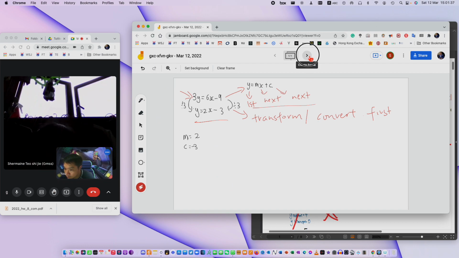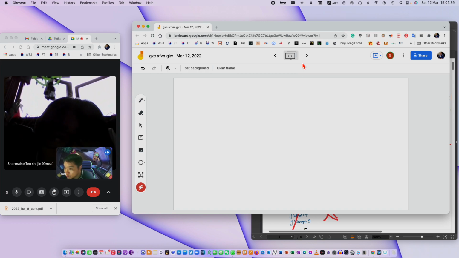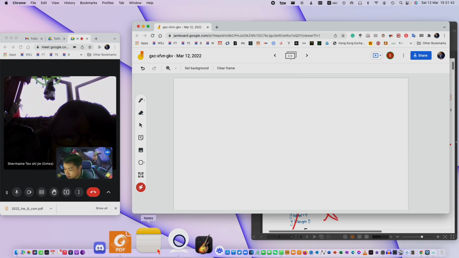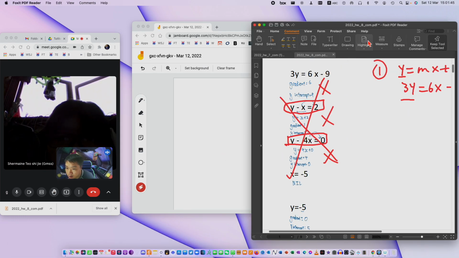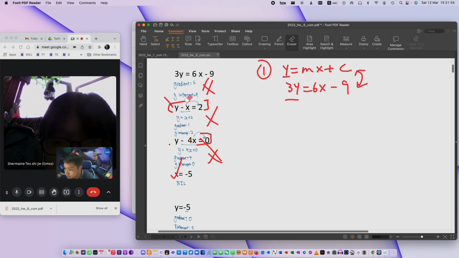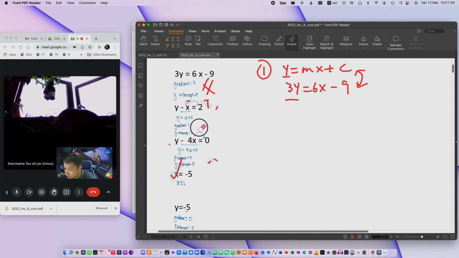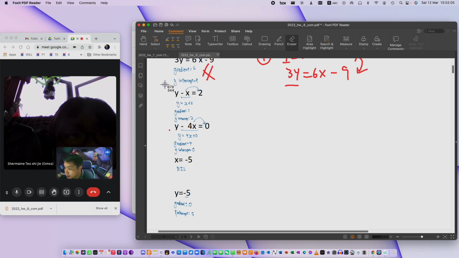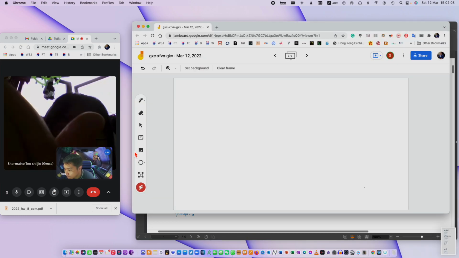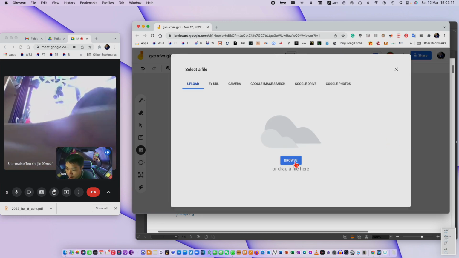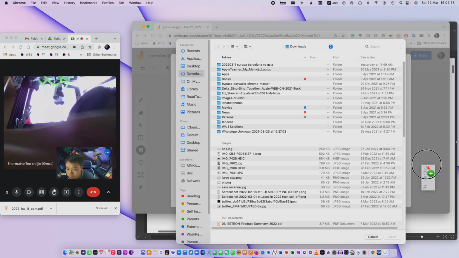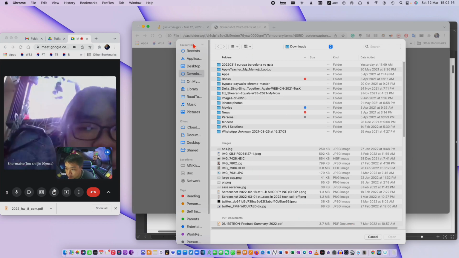Okay. I already moved to the second. Hold on, let me get this to your Jamboard. You don't know how to get it to your Jamboard, right? Let me help you get your PDF to your Jamboard. I remember you said you don't know how to do it. Okay, let me help you out from my side. Okay, I already moved to this.